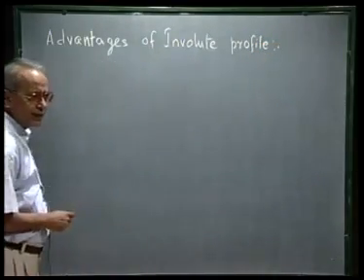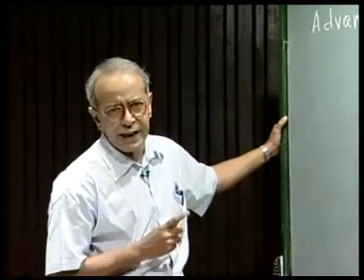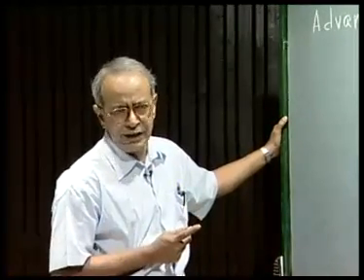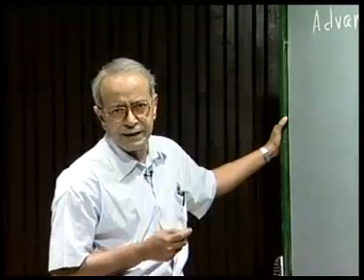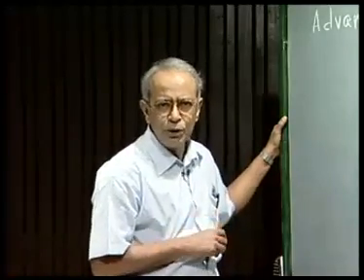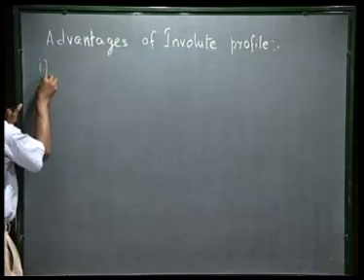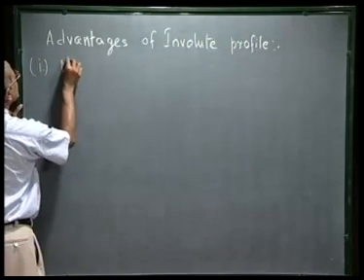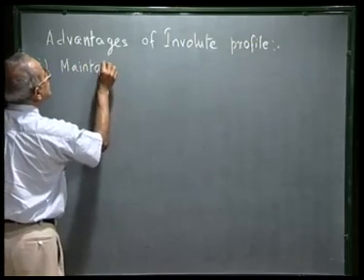In our last lecture, we have already seen that a pair of involute profiles can maintain the conjugate action, that is, it satisfies the fundamental law of gearing, that is, it maintains constant angular velocity ratio between the two shafts. So, first and foremost is maintains conjugate action.